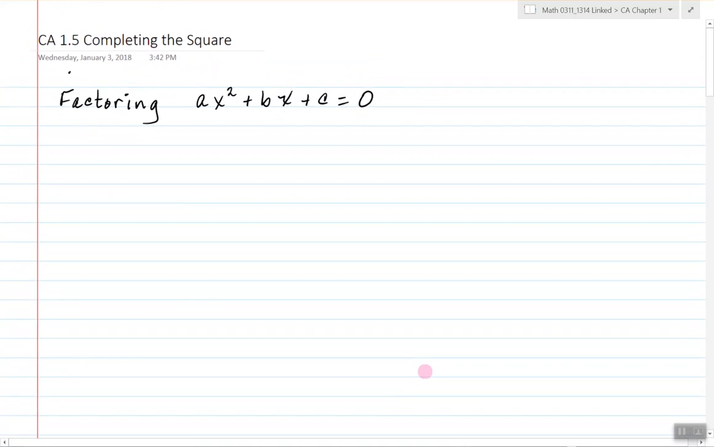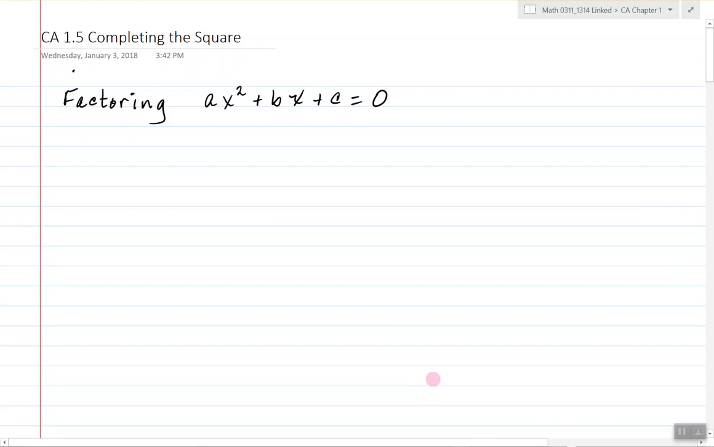We're going to continue what is a single section in your textbook, but I have broken it into multiple sections. We're still going to be solving quadratic equations, but we're moving on to our third technique. The first technique we used was factoring. We had to have the quadratic in the form ax squared plus bx plus c equals 0. We would factor it and use the zero factor property.